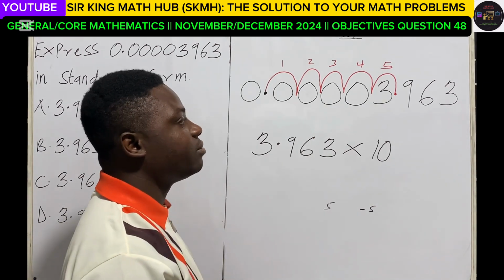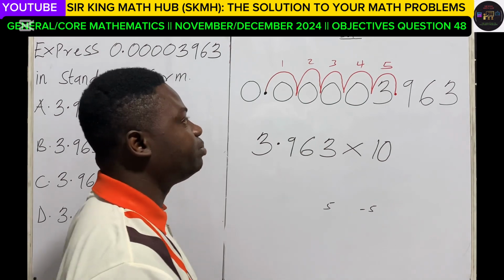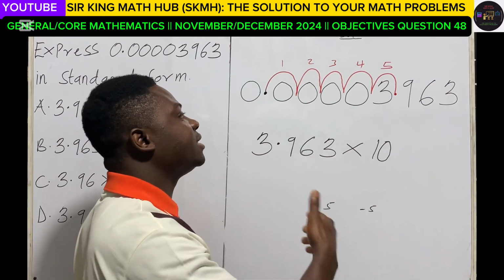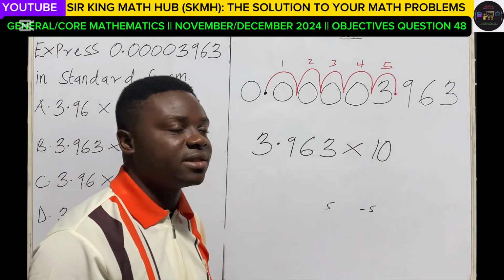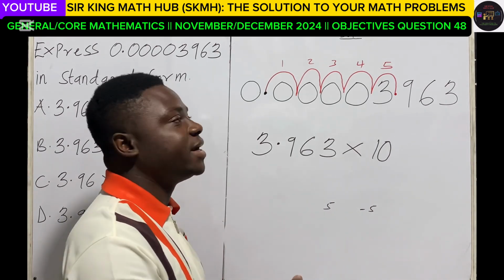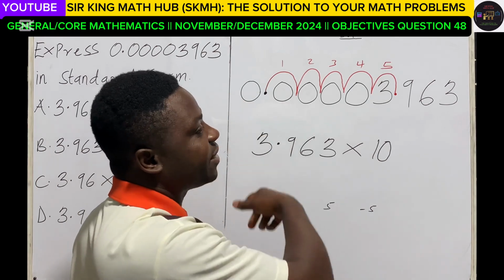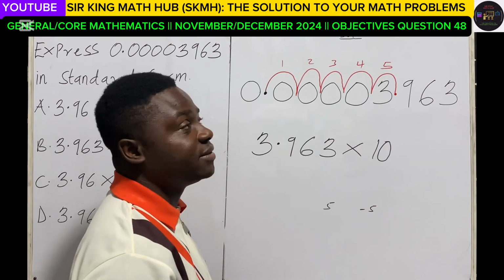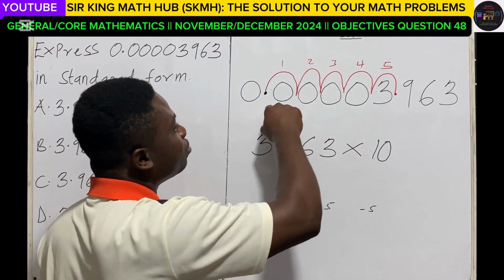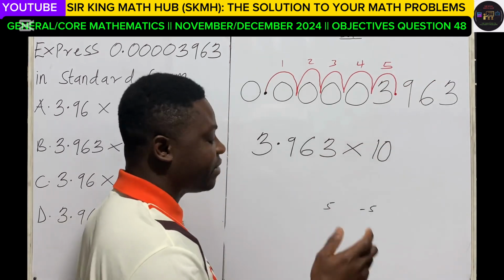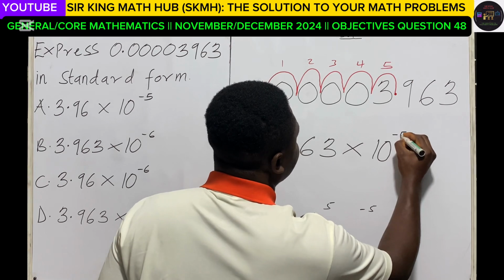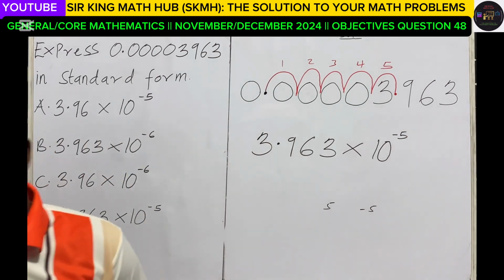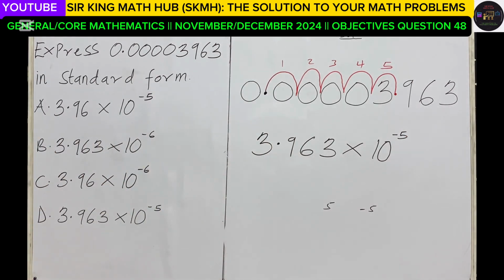So in standard form, this is what you should take note of. When you move the decimal point in the right direction, it goes with a negative index. On the other hand, when you move the decimal point to the left direction, that will have a positive index. In this case, we moved in the right direction 5 times. So the index becomes negative 5. The index becomes negative 5.